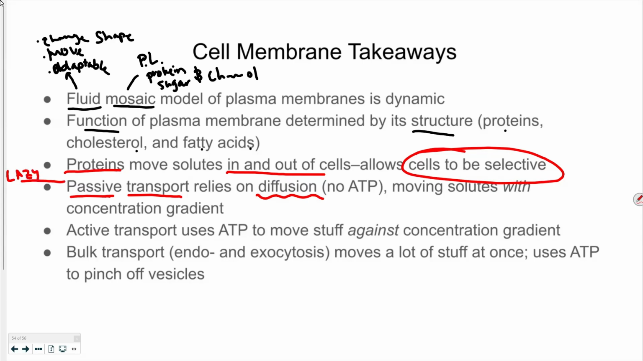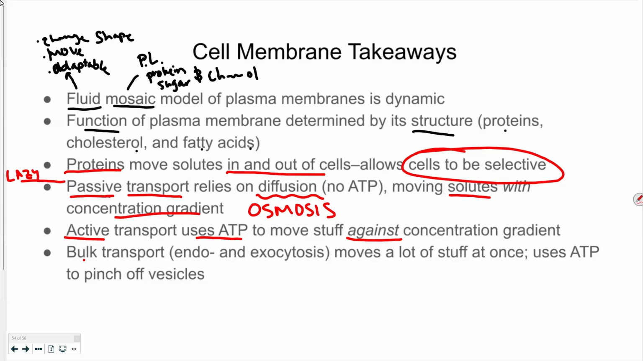No ATP required. And it's going to move solutes with the concentration gradient. We also talked about osmosis as a special form of passive diffusion. Active transport does use ATP to move things against their concentration gradient.